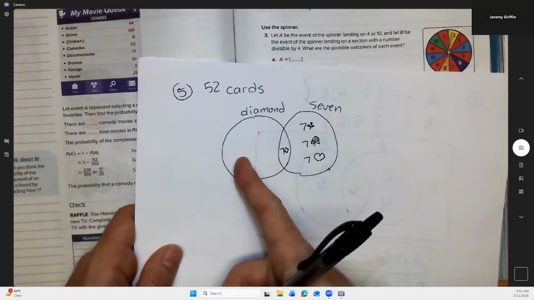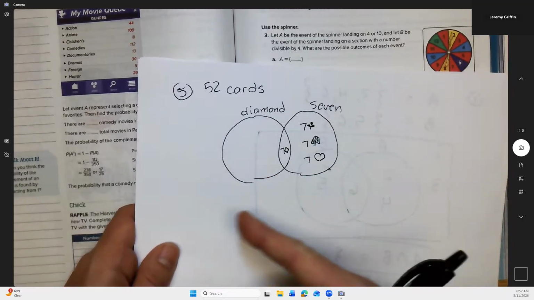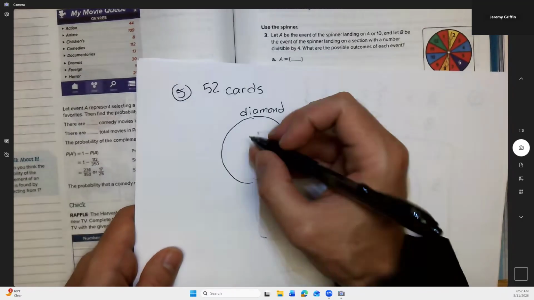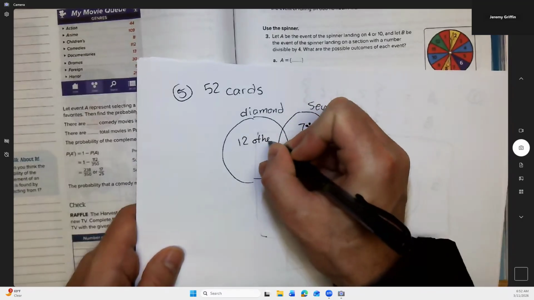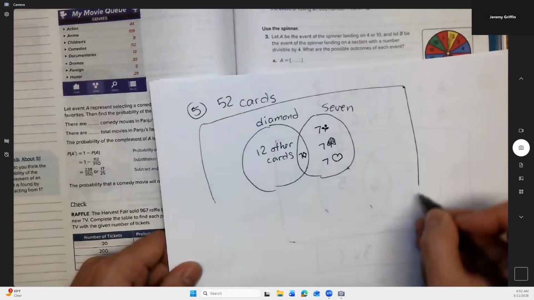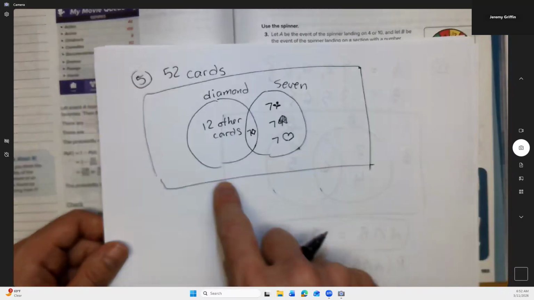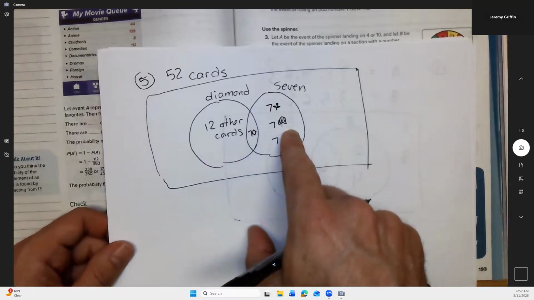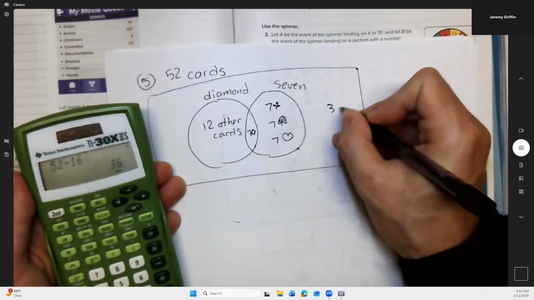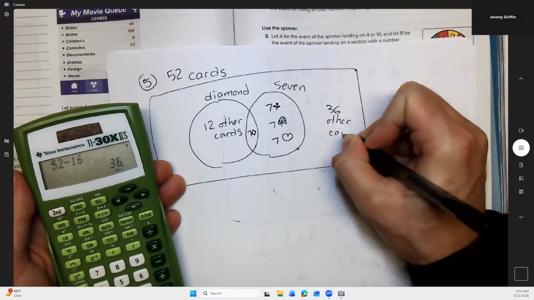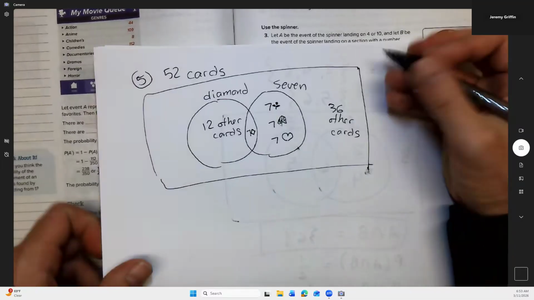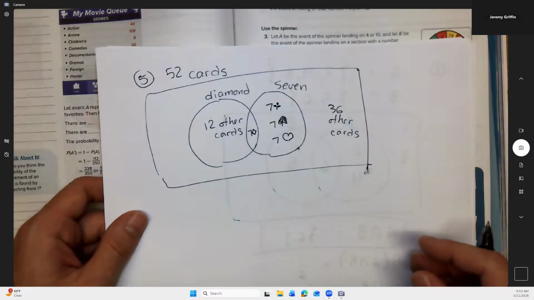Now, as for diamonds, well, there are 13 cards in a suit, and we've accounted for one already, the seven. So there must be 12 other cards. So 12 other cards go here. And then in the wider universe, there are cards that are neither diamond nor seven. How many of those? Well, we've accounted for 12 here, 13, 14, 15, 16. We've accounted for 16 cards. Remember, there are 52 cards in the deck, so subtract the 16 we accounted for. There are 36 other cards, like the king of spades, and there are 36 of these other guys. So that's what the Venn diagram looks like.